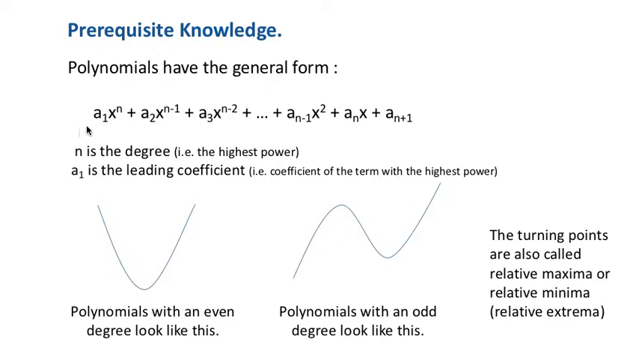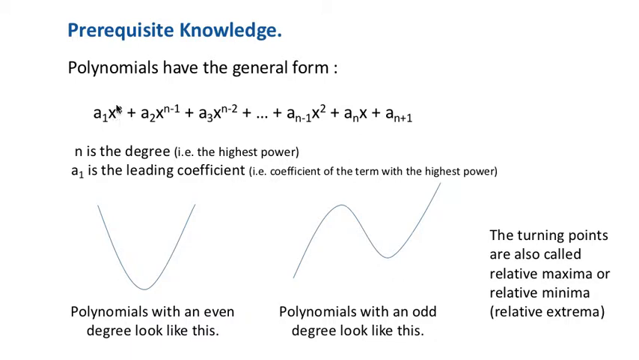Polynomials always have the form a_n x to the n, plus a_(n-1) x to the n minus 1, and so on, with different coefficients. They always have this kind of format. The highest power is called the degree. In British English we sometimes call it the order, but degree is probably more common usage. The first coefficient at the front is called the leading coefficient, or the coefficient of the highest power.